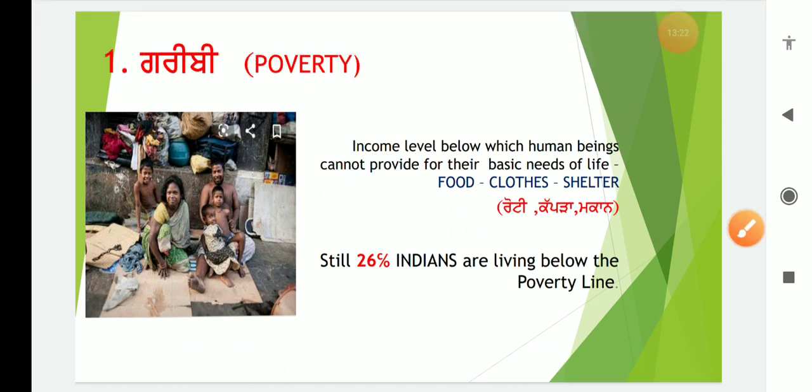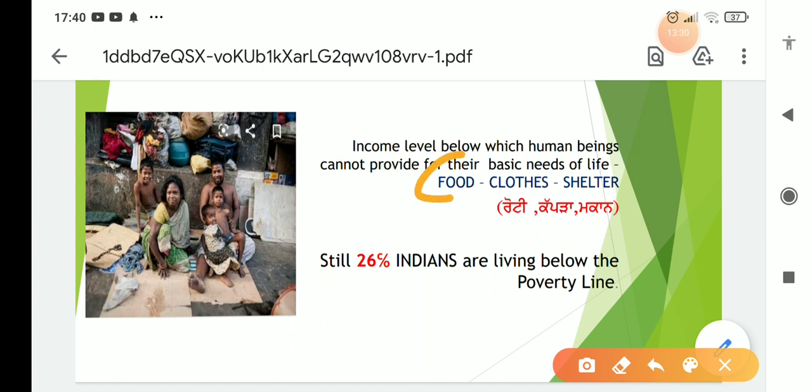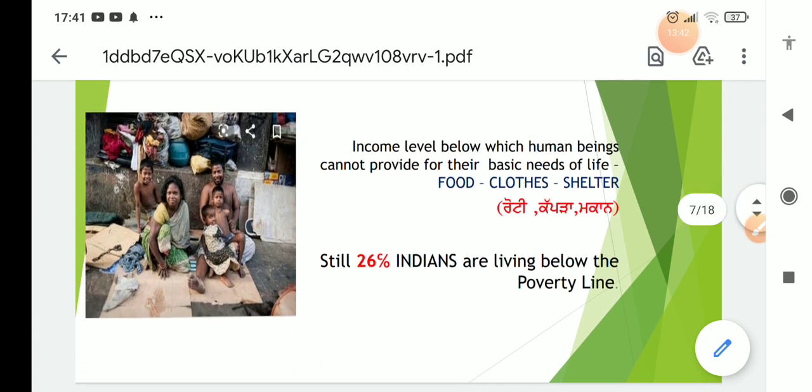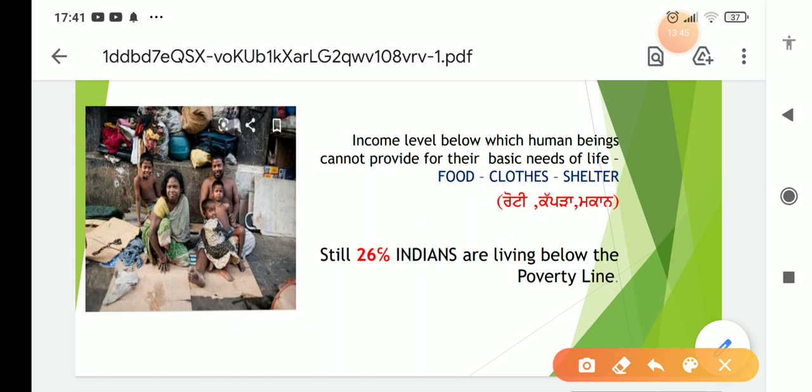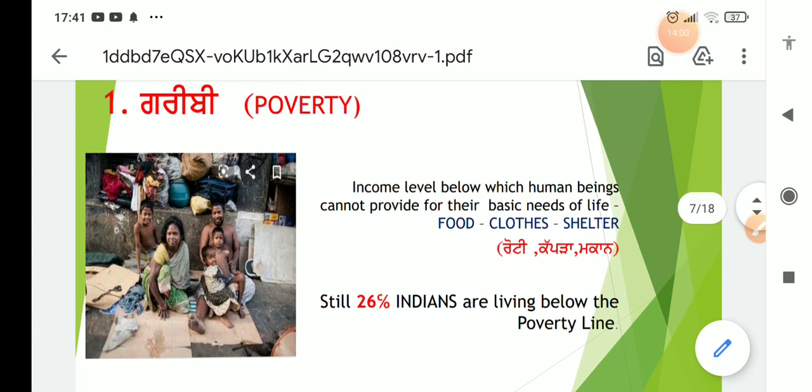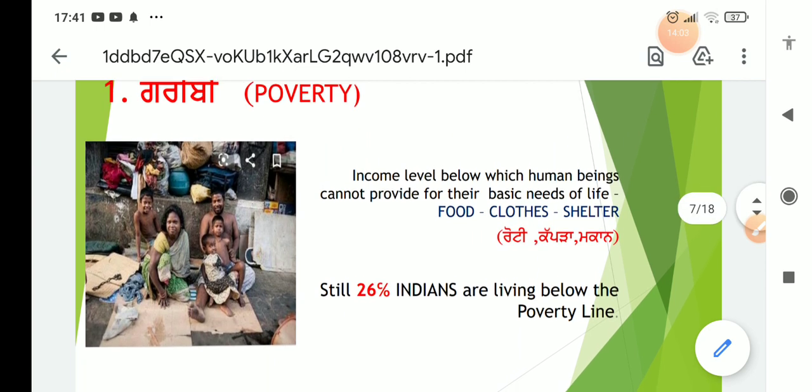First is poverty. In Punjabi we call it garibi. What is it? People should be provided with food, clothing, and shelter. Everyone should get roti kapda makan. Poverty is an income level below which human beings cannot get their basic needs, that is roti kapda makan, the basic needs of life. Those people who are not able to achieve these basic things are known as poor, and this factor is known as poverty.